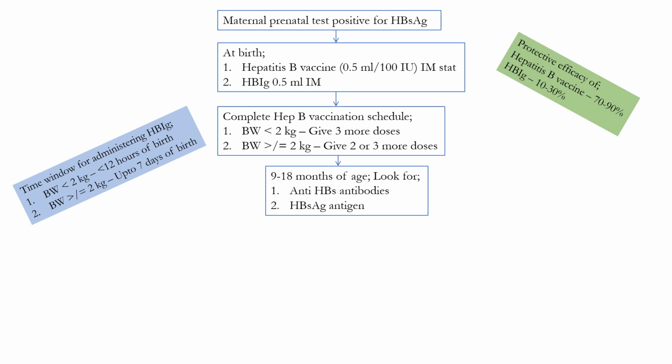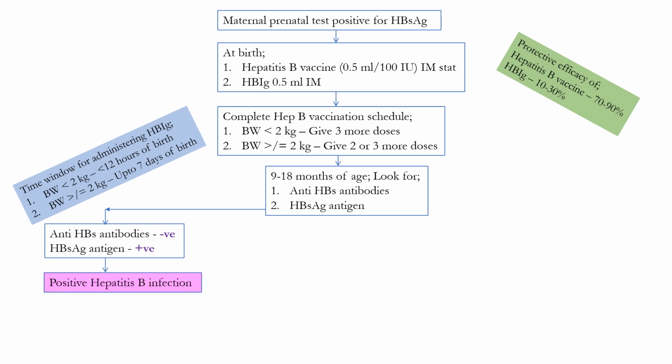And then final testing is done again at between 9 to 18 months of age, for the same reason that maternal antibodies interfere with the correct determination of infection. So at 9 to 18 months of age, you look for anti-HBs antibodies in the baby and hepatitis B surface antigen assay. So in case hepatitis B surface antigen is positive but anti-HBs antibodies are negative, this means that the child has high possibility of positive hepatitis B infection. Whether or not he is infective to others is not known. So you must refer the child to a pediatric hepatologist and gastroenterologist.